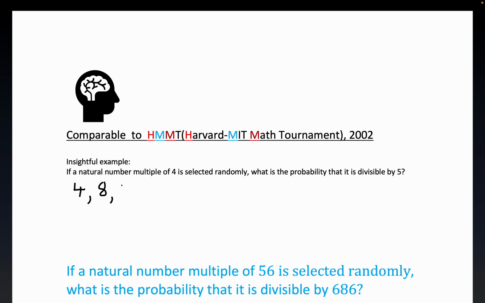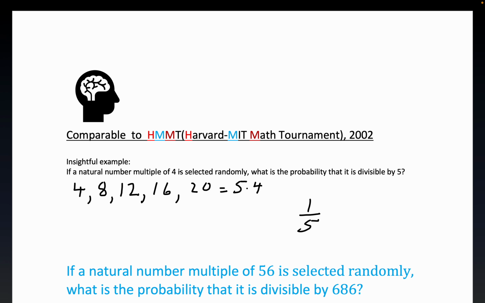But I'm listing the multiples of 4 here. So 4 is certainly a multiple of itself. 8 is a multiple of 4. 12 is a multiple of 4. 16 is a multiple of 4. And finally, we get to 20. Now notice 20 is the only multiple of 5 in the list. All right, 20 is equal to 5 times 4. So it's the very first multiple that is divisible by 5, right? And so for this example right here, the probability would be 1/5.